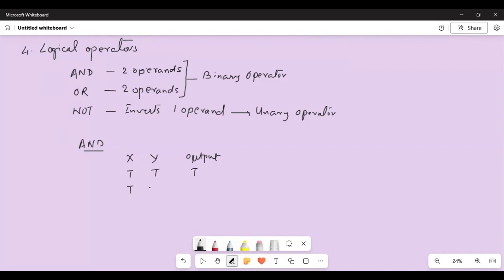Now say the textbook is true and the notebook is false, x is true and y is false. That means you have the textbook, but you don't have the notebook. In that case, the condition is false. You are not in a position to provide both of them at the same time. Now let us say you don't have the textbook, but you have the notebook. Again it will return false, because you don't have both of them.